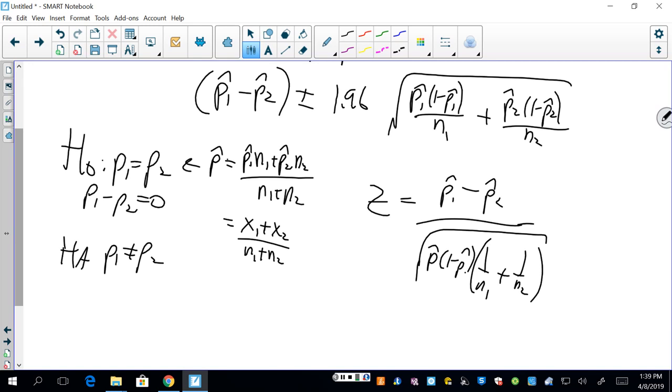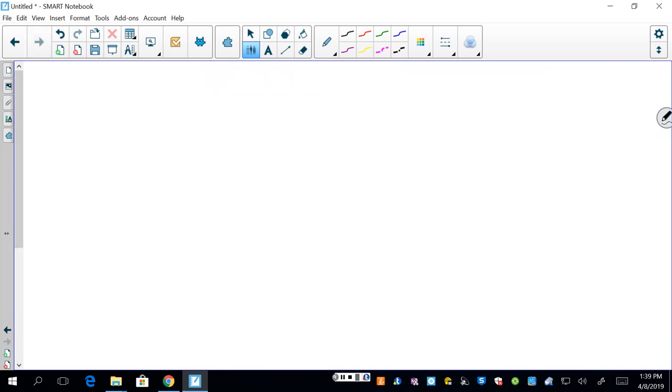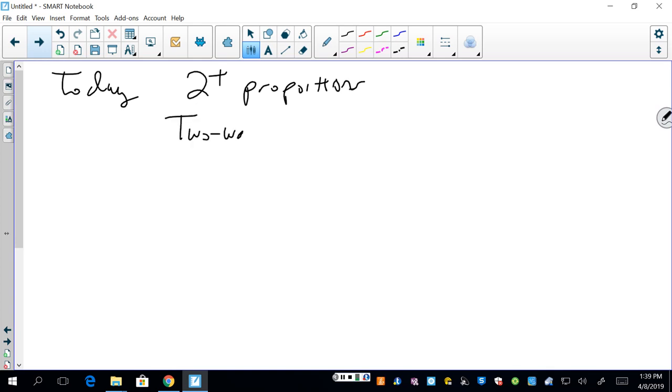And so today, two or more proportions, and also relevant for what are called two-way tables.